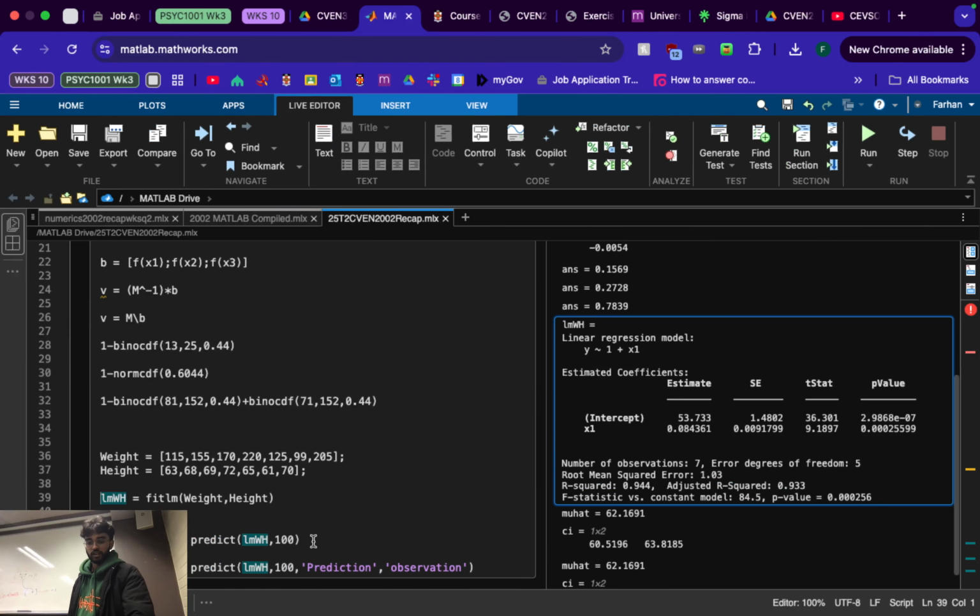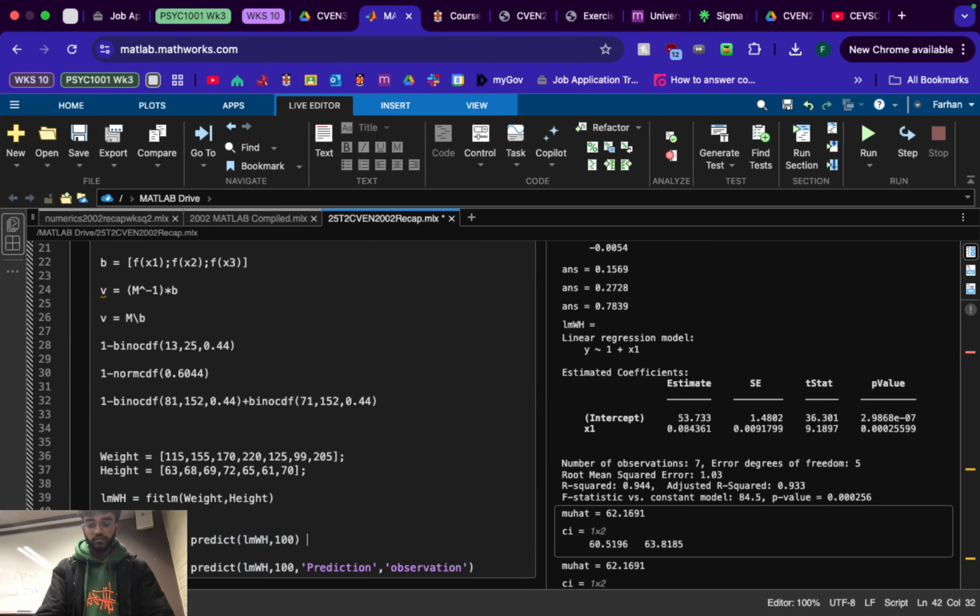So here it is. This is the confidence interval. I think this might be for 95%, not for 97.5. How do you make it into 97.5%? I forgot. 0.075.